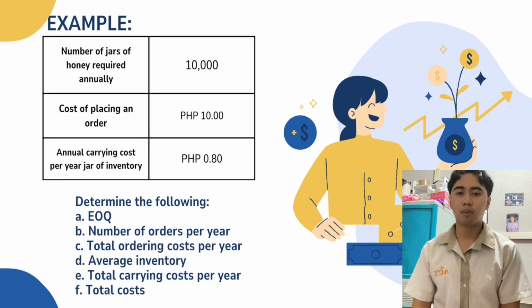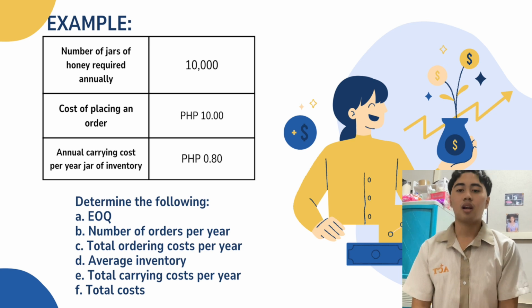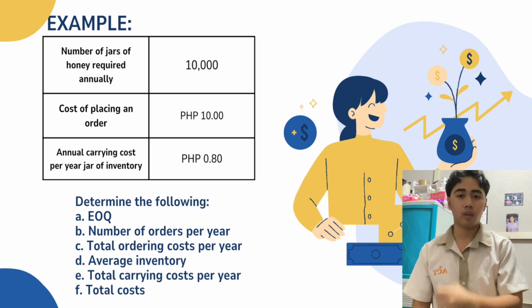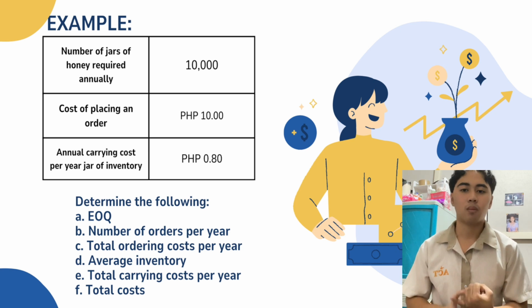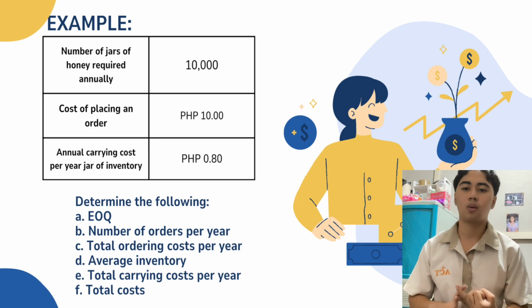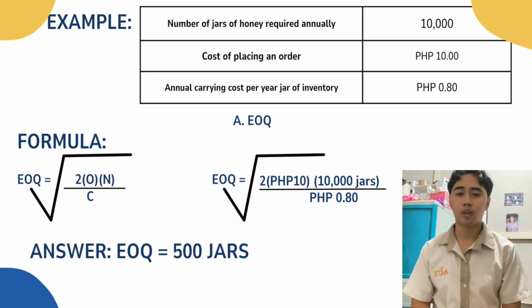So for the example scenario here, the number of jars of honey required annually is 10,000, and the cost of placing an order is 10 pesos. And an annual carrying cost per year of jar inventory is 0.80 pesos. So let's determine the following. The first step to solve this problem is to get the EOQ. Then the next step is the number of orders per year. Next, the total ordering cost per year, the average inventory, the total carrying cost per year, and the last is the total cost. So let's move on to the first step.